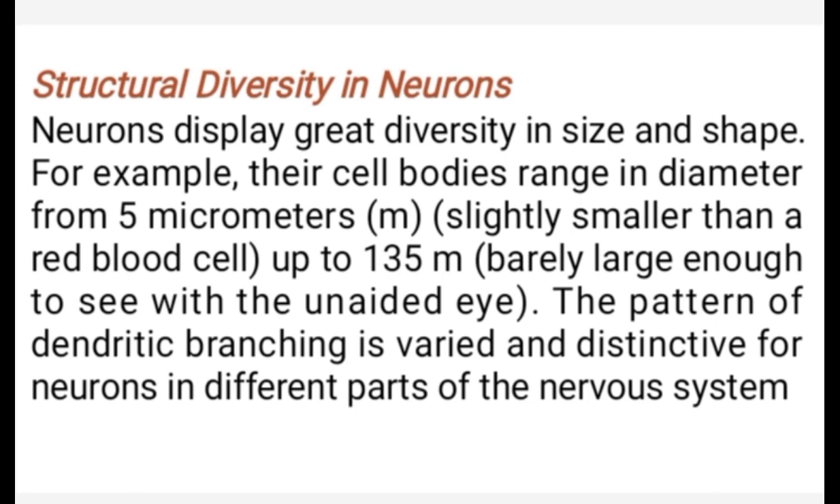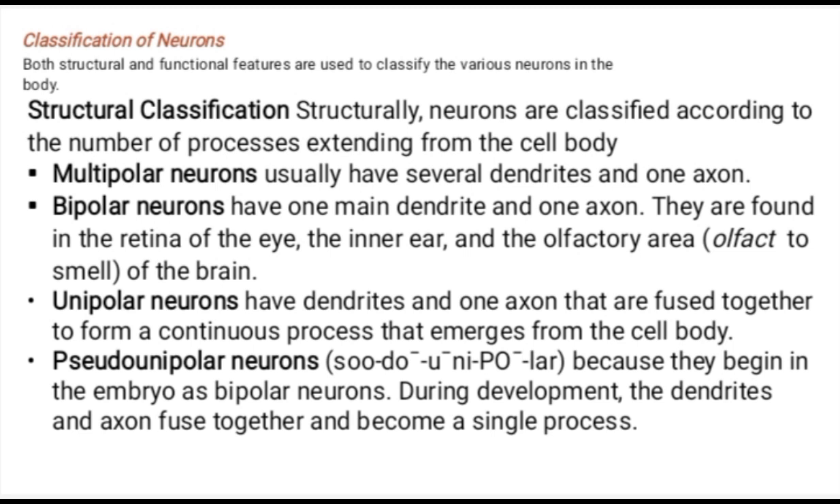Structural diversity in neurons. Neurons display great diversity in size and shape. For example, their cell bodies range in diameter from 5 micrometers, slightly smaller than a red blood cell, up to 135 micrometers, barely large enough to see with the unaided eye. The pattern of the dendritic branches is varied and distinctive for neurons in different parts of the nervous system.